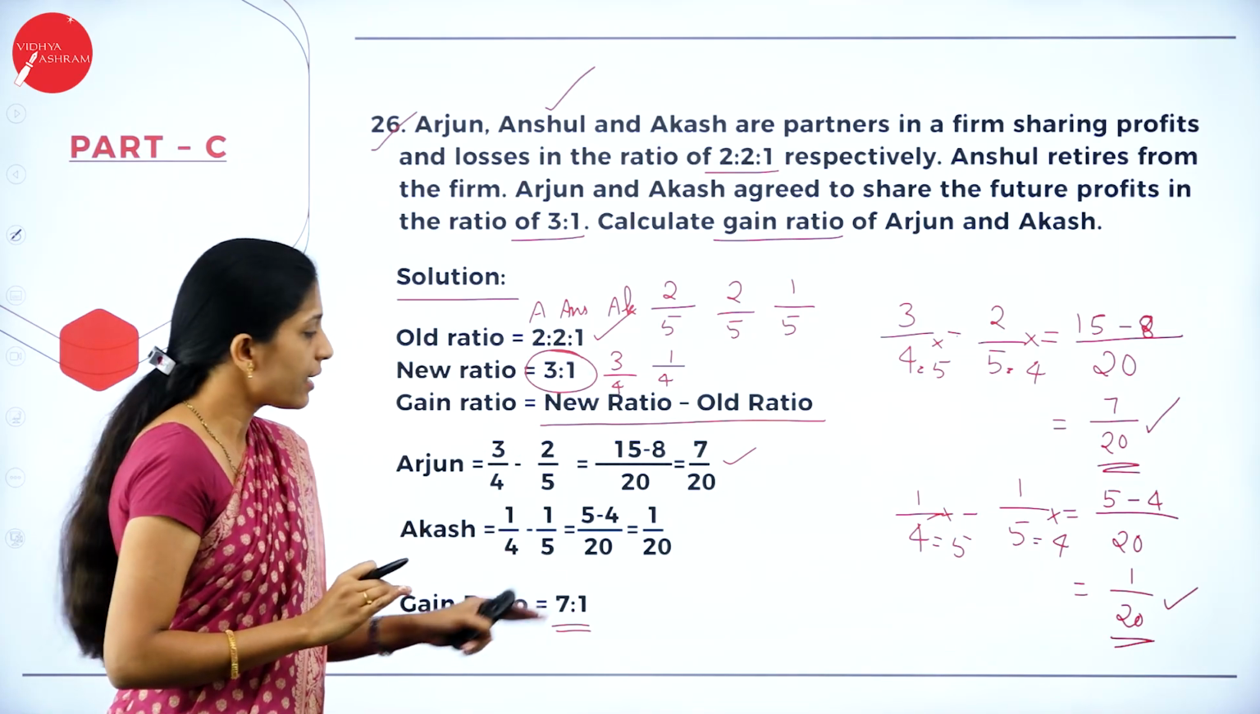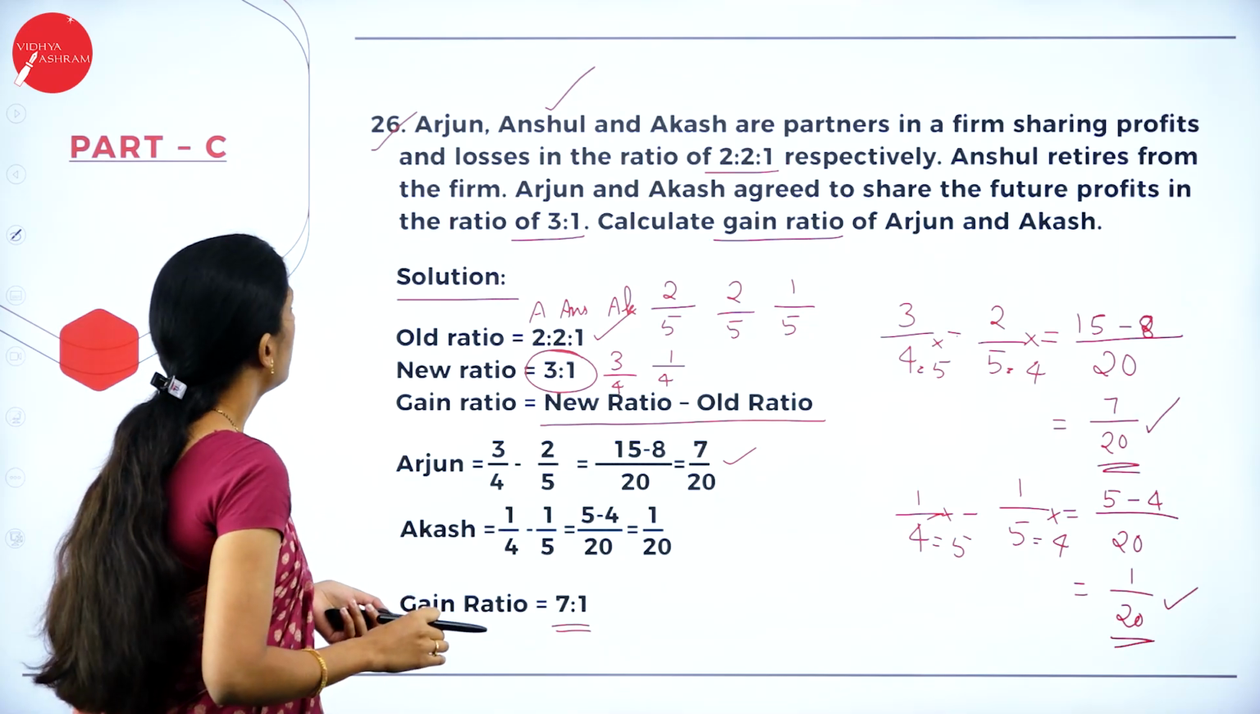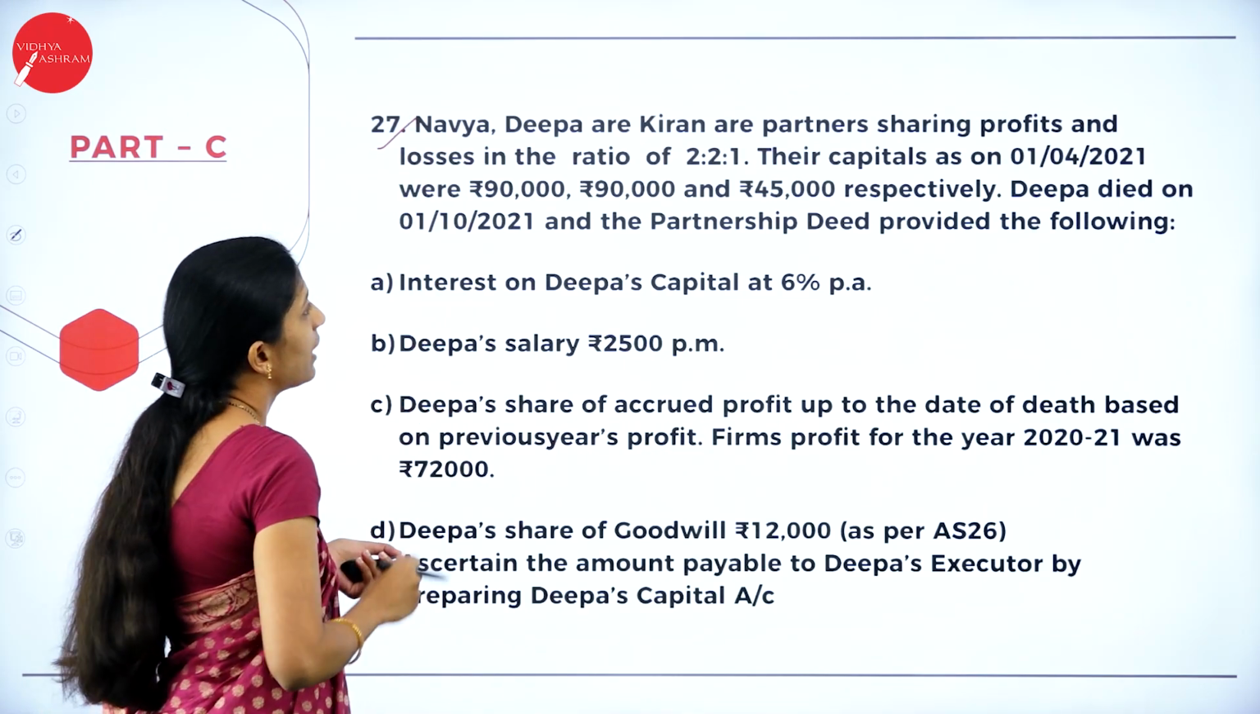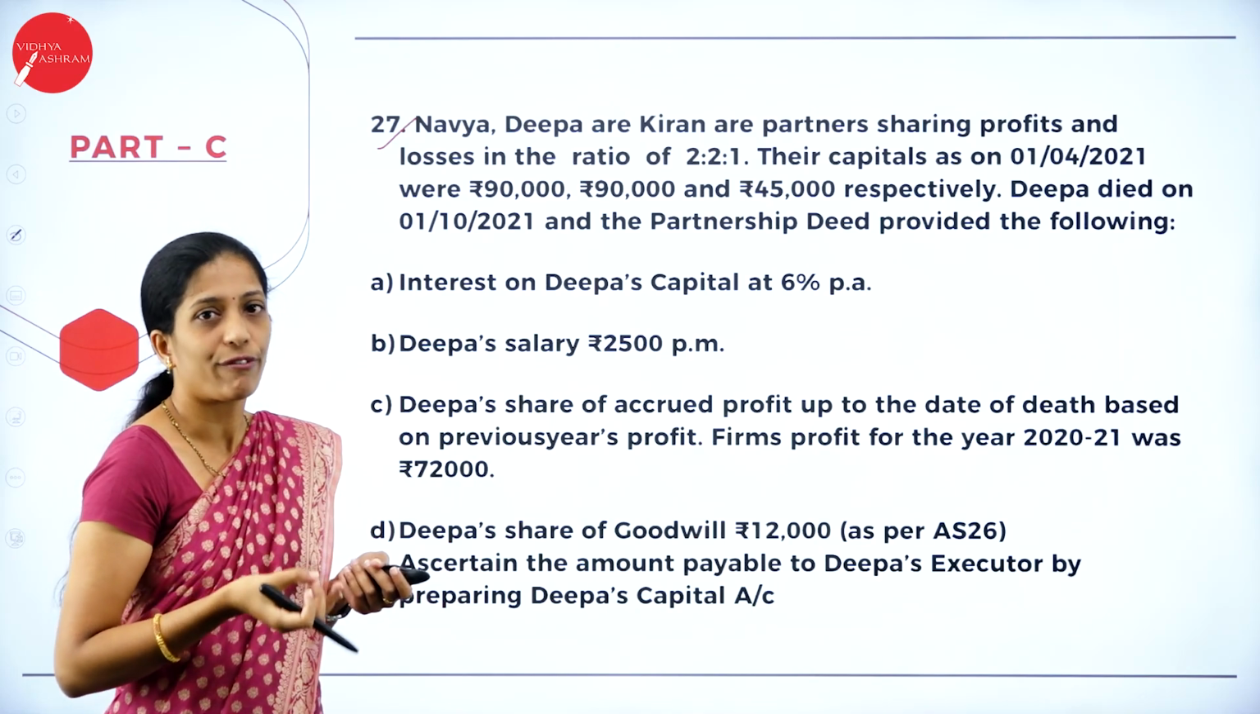You have to solve that. So I'll get the ratio. Now moving on to the 27th question. So here they will ask from the death of a partner.